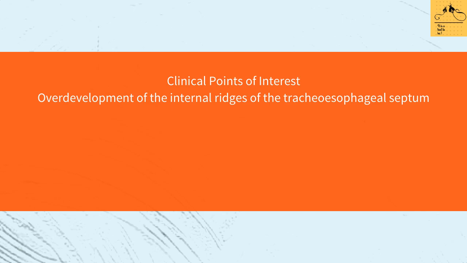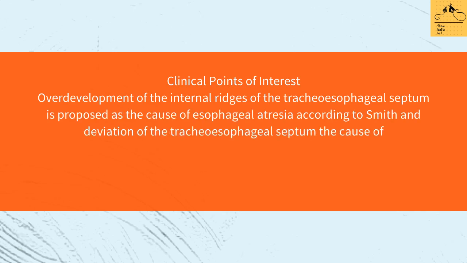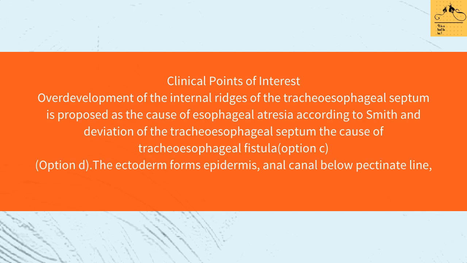Clinical points of interest. Overdevelopment of the internal ridges of the tracheoesophageal septum is proposed as the cause of esophageal atresia according to Smith, and deviation of the tracheoesophageal septum the cause of tracheoesophageal fistula. The ectoderm forms epidermis, anal canal below the pectinate line, brain, and spinal cord.